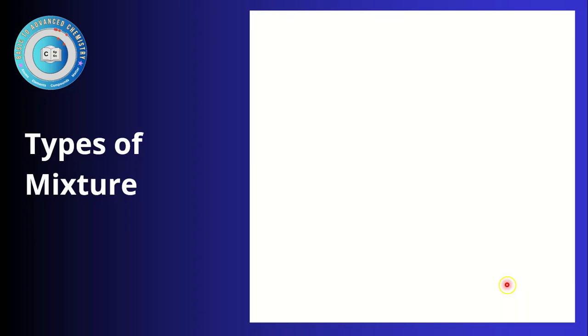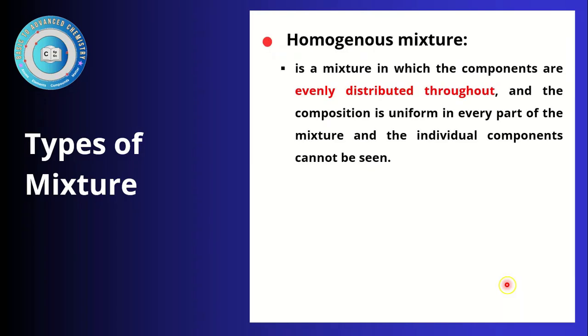There are two types of mixtures. The first one is a homogeneous mixture. A homogeneous mixture is a mixture in which the components are evenly distributed throughout and the composition is uniform in every part of the mixture, and the individual components cannot be seen with our eyes.